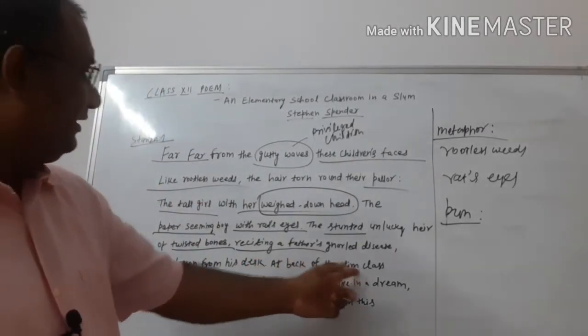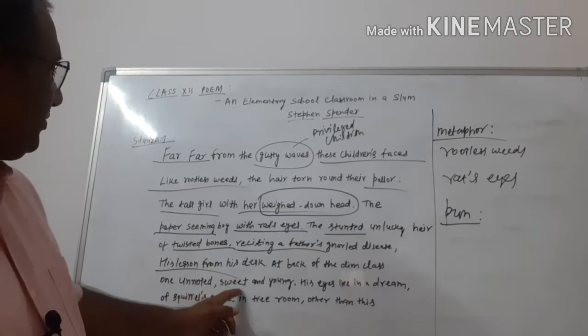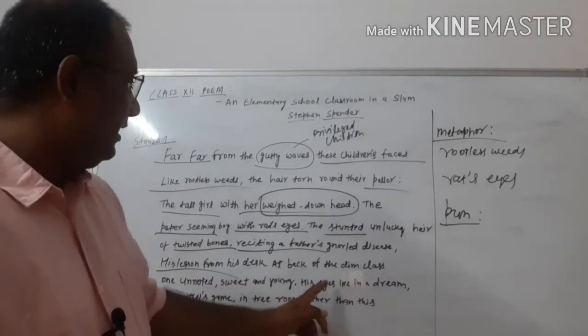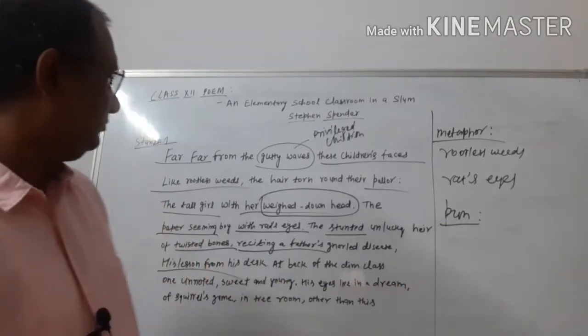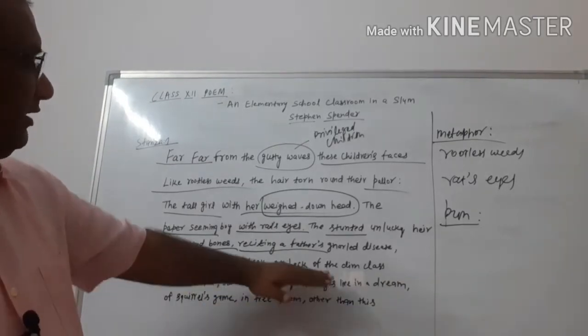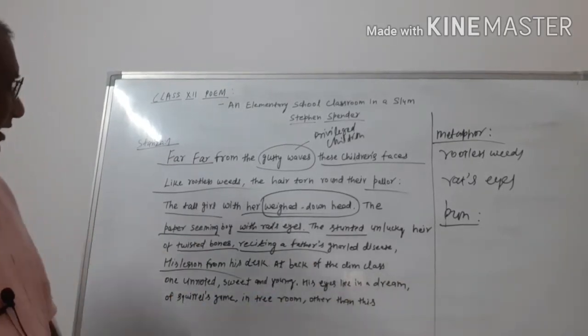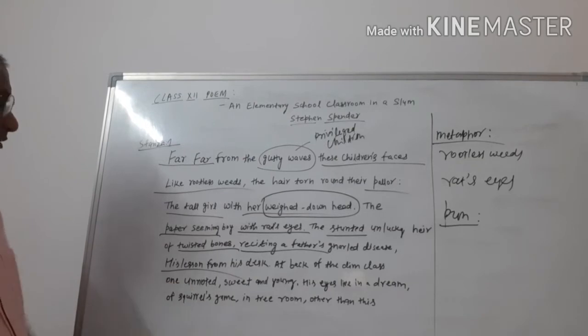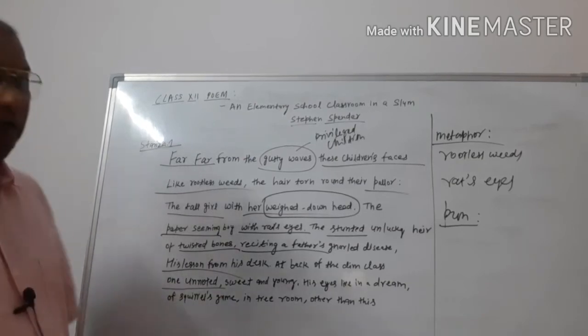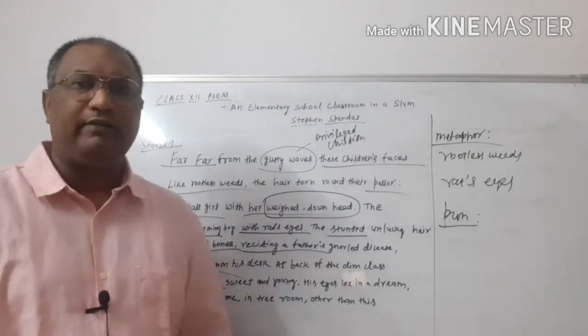At back of the dim class, one unnoted, sweet and young, his eyes live in a dream. So now there is another boy who is sitting at the back of the dim class. He is the unnoted one. Does unnoted signify anything?